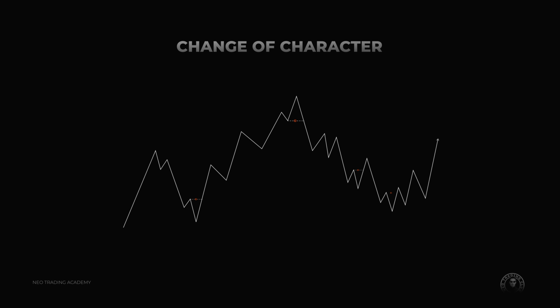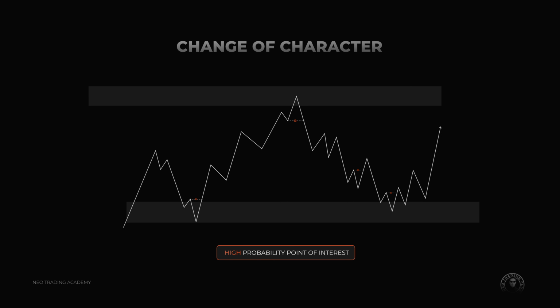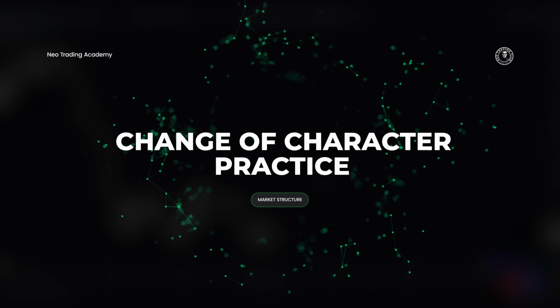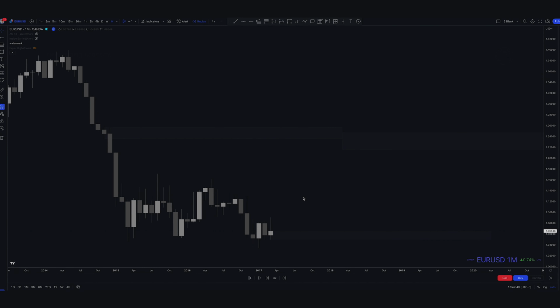Keep in mind that Chochs will appear in the right and wrong places on the charts. We will only be looking for Chochs at high probability points of interest, which we'll learn how to spot in upcoming lessons.